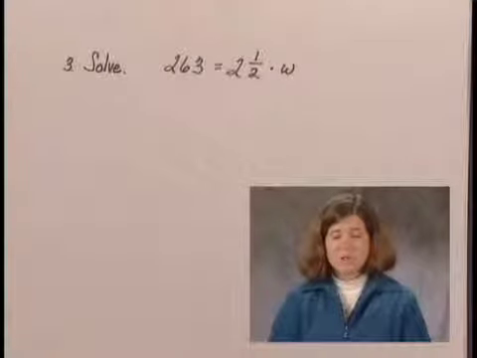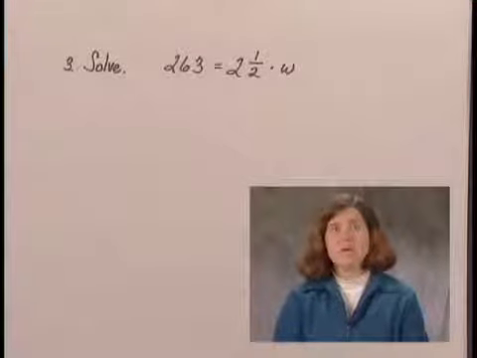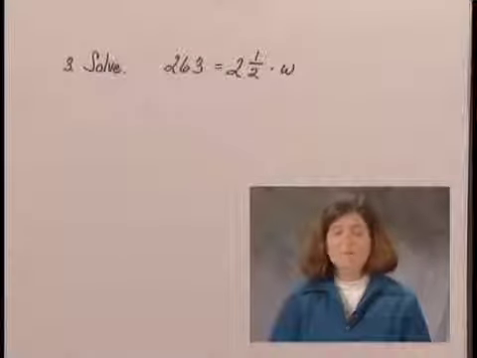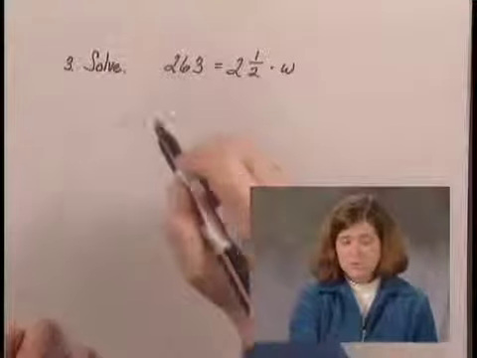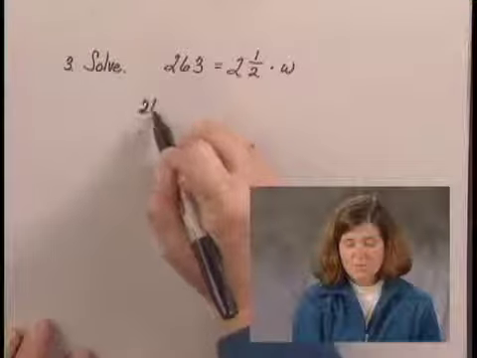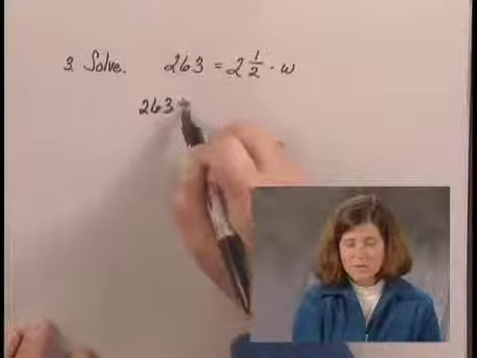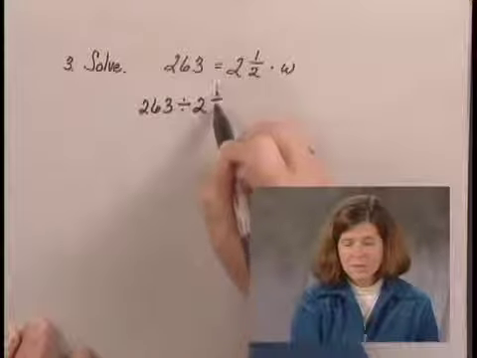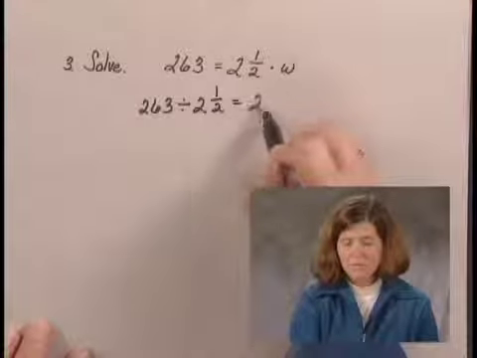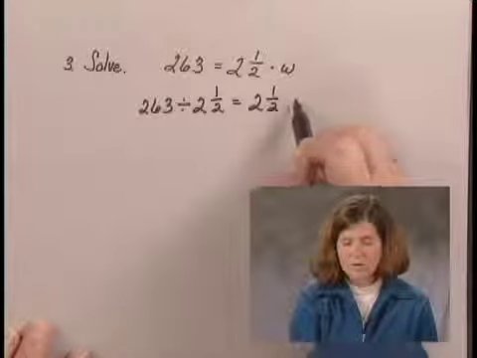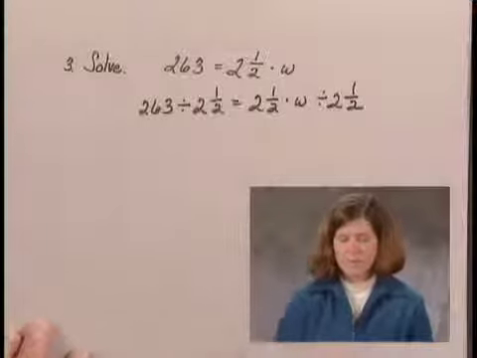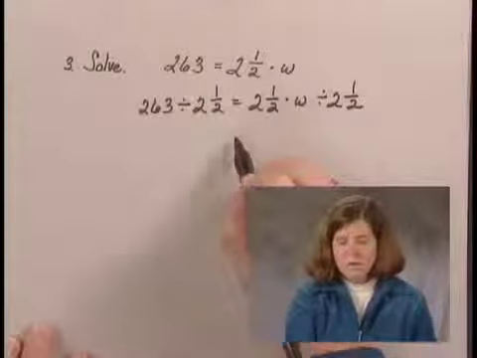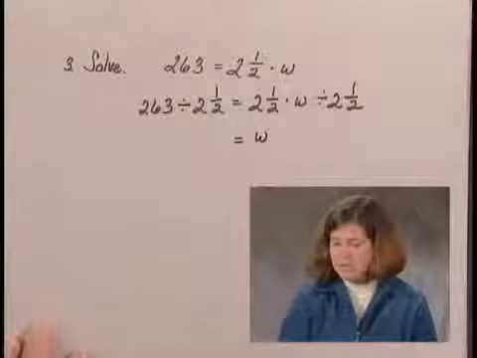To solve the equation 263 equals 2.5 times W, we need to divide both sides of the equation by 2.5. So we will divide the left side of the equation by 2.5 and the right side of the equation by 2.5. On the right side, this would simplify to just W.